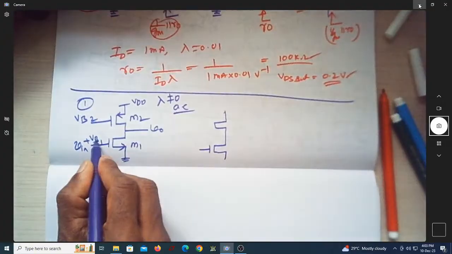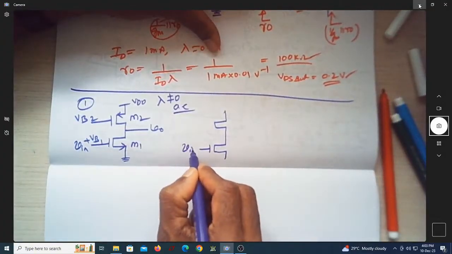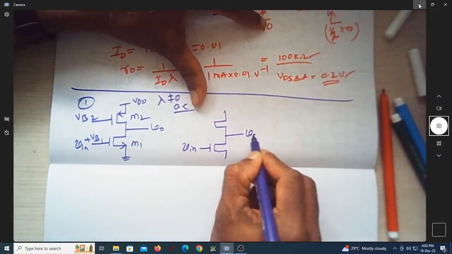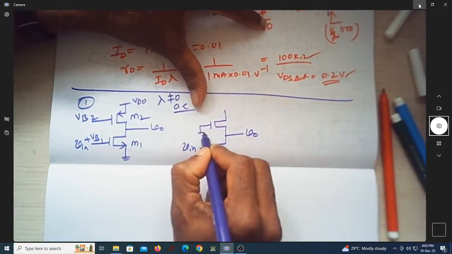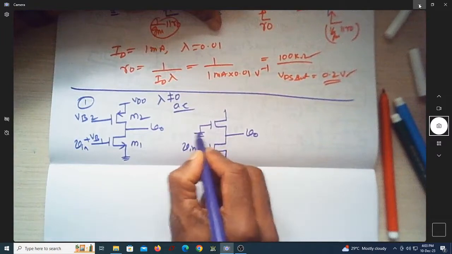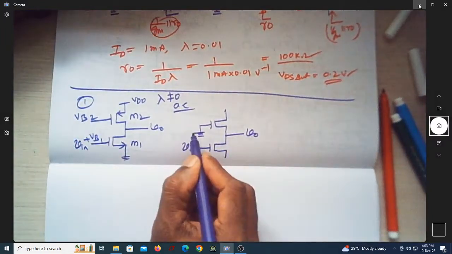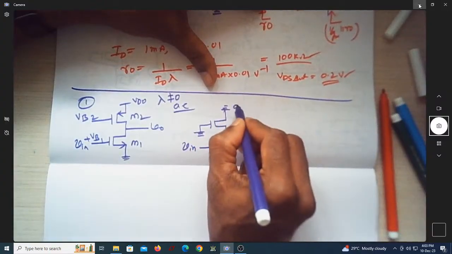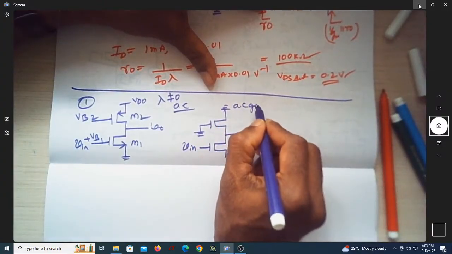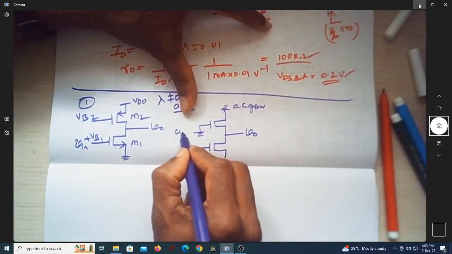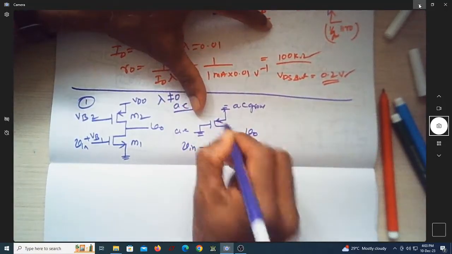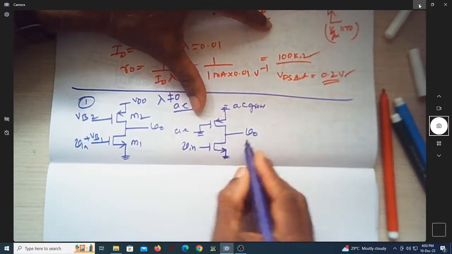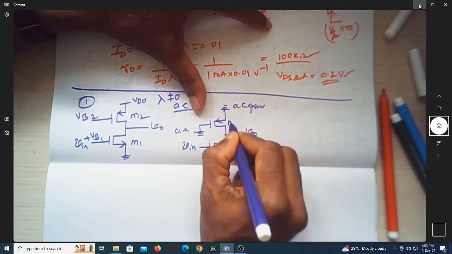Even though you are grounding this, do you still have this input voltage existing? This is my output voltage. Shall I now ground this as AC ground? Can you see this DC voltage? I'm grounding it. Can you see this is also one more DC voltage? I'll ground this. This is AC ground, and this is also AC ground. This is my source, which I'm grounding. So this is M1 and this is M2.